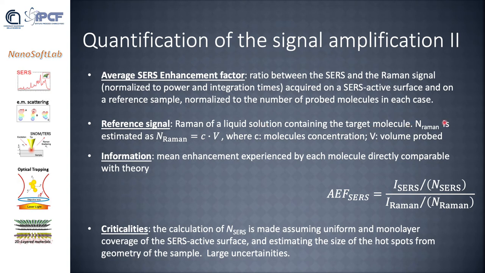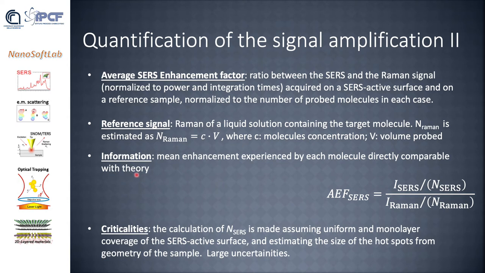In this case, the number of molecules probed by Raman is typically estimated as the product between the concentration and the volume of the probed volume. And this is typically, in a microscope experiment, the point spread function of the spot that we form in liquid using a microscope objective.